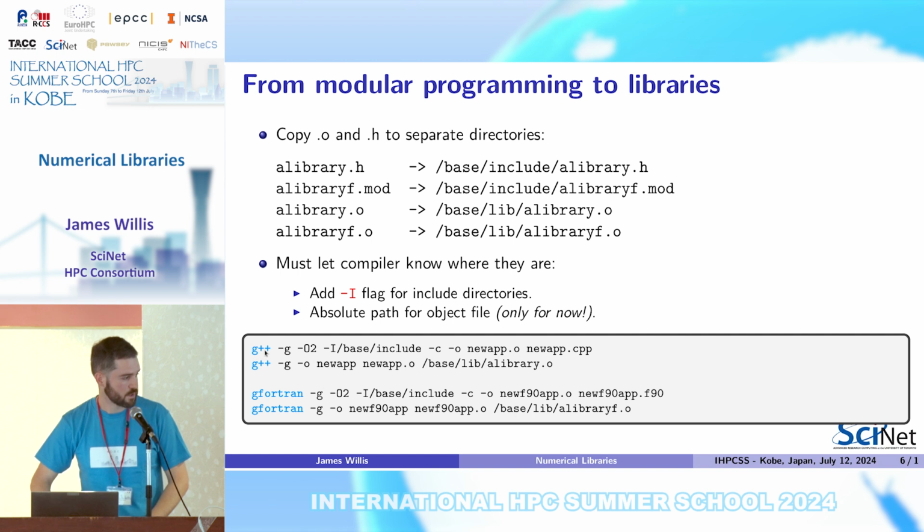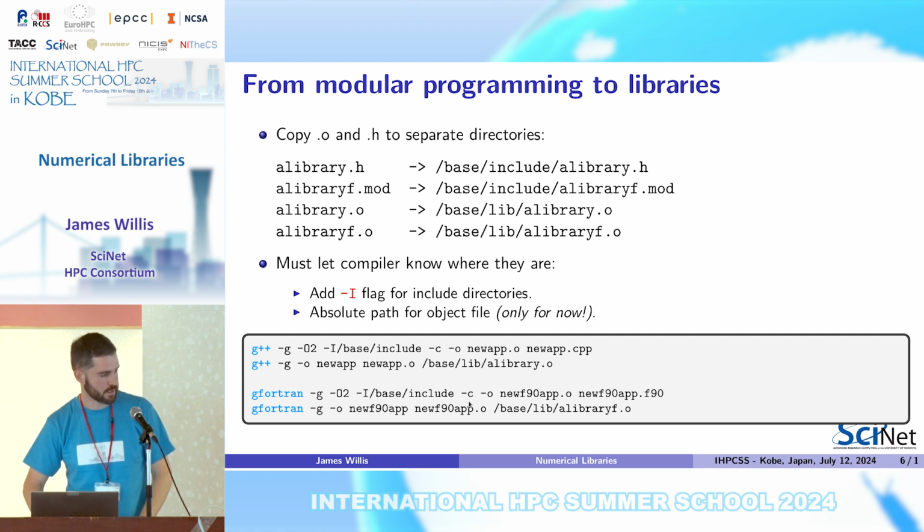So again, we come to the compile line here. We specify -I to show where the header files are. We'll compile our application that calls the library functions, remember, and then that gets compiled into an object file, and then to link to the binary to create that, we'll specify the path to the library file, the object file there. Again, it's similar in Fortran's case.